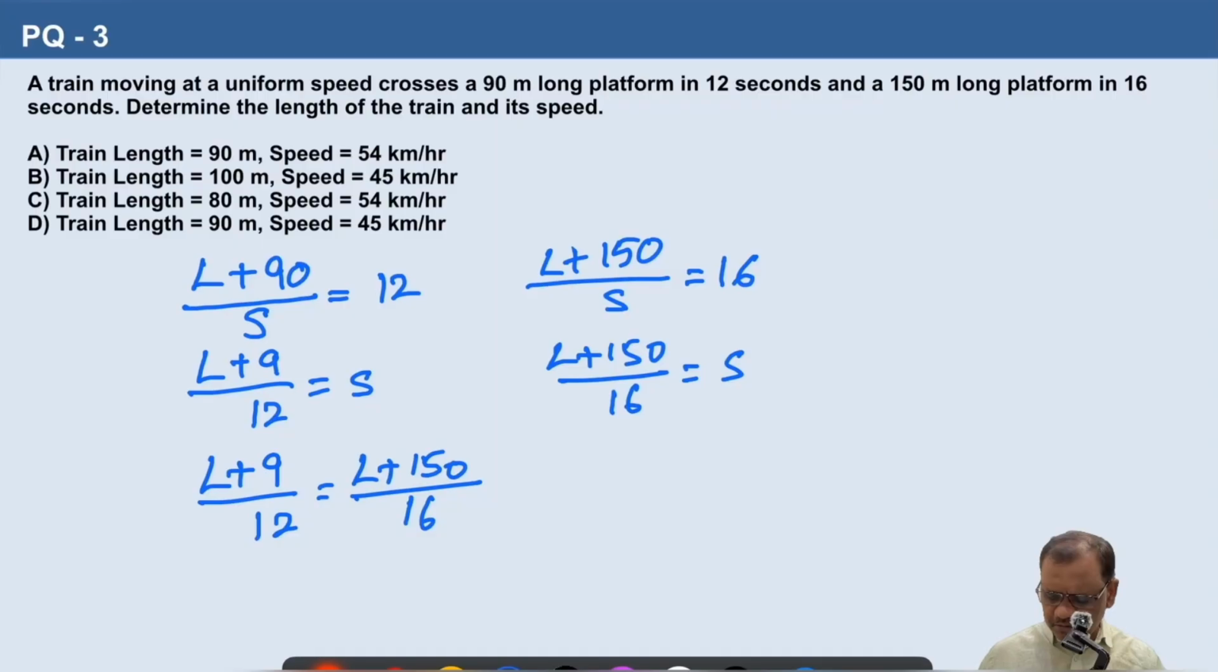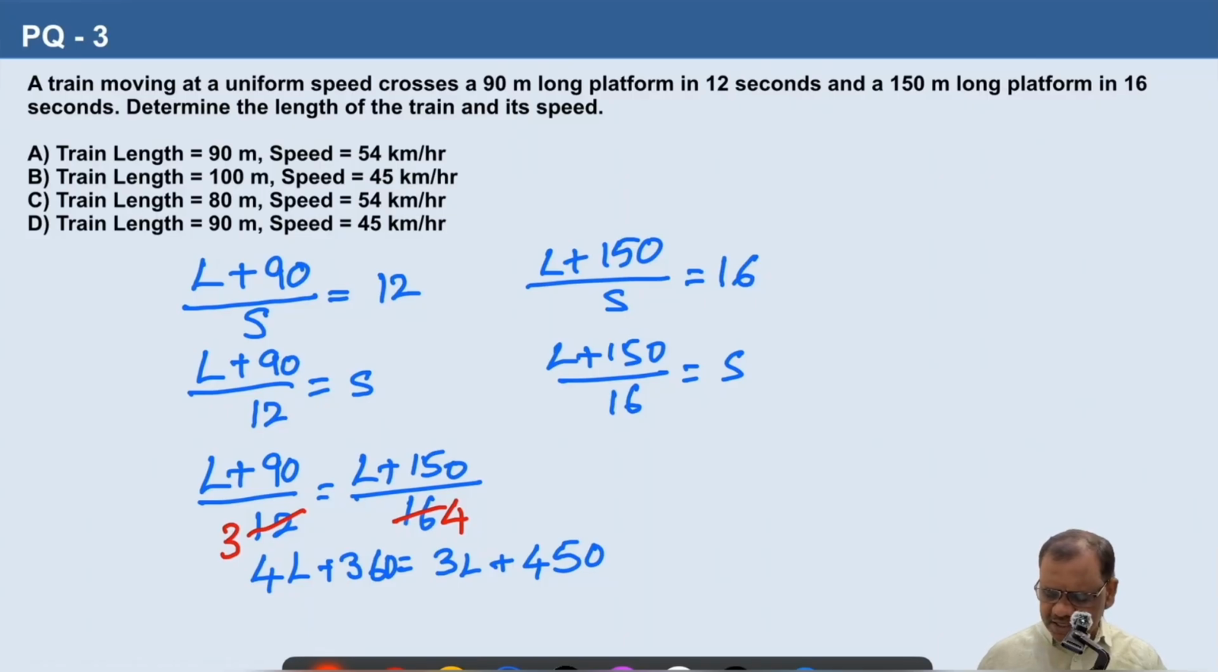So if you simplify, 4 threes, 4 fours. Now let us cross multiply. 4L plus 36 is equal to 3L plus 750. Sorry, 450. 15 threes, 45. So 450. 4 times (L plus 90), I missed a 0 here. 4L plus 360. So that is 360 here.